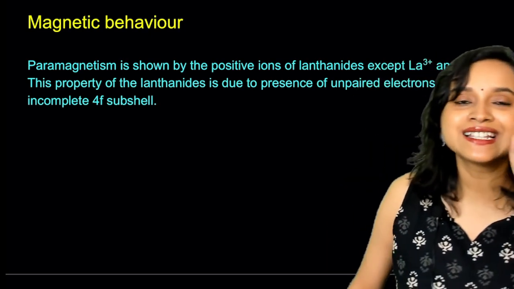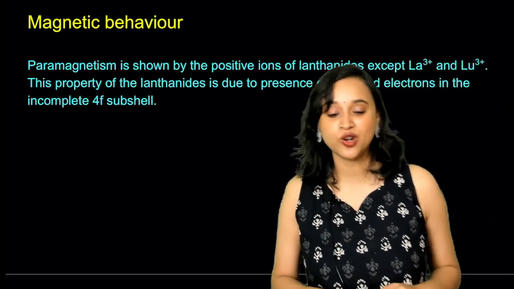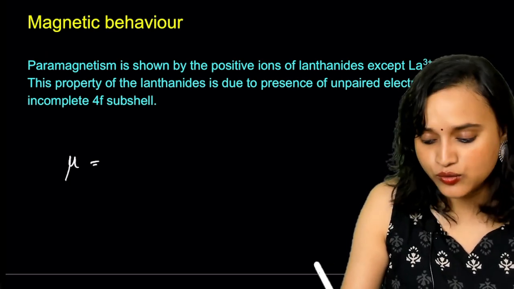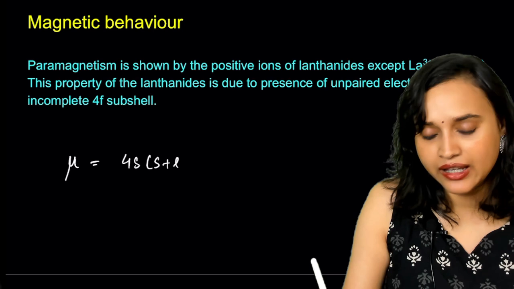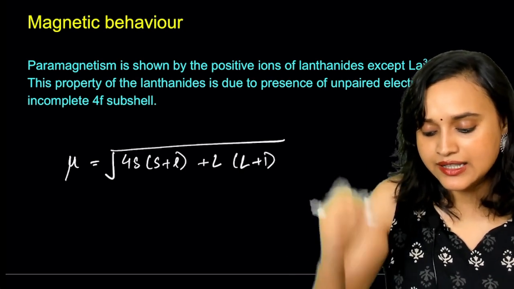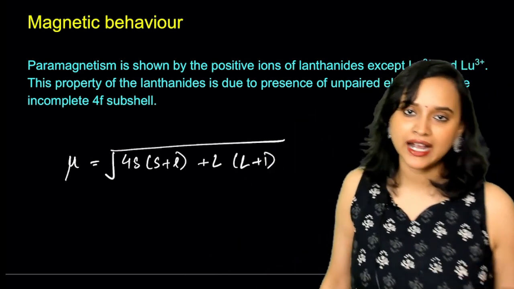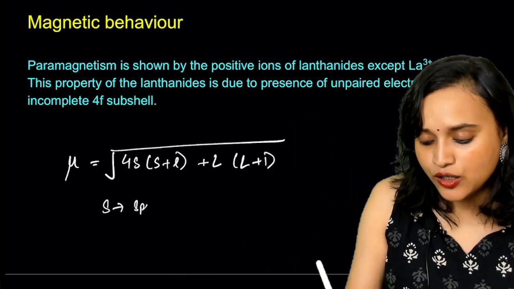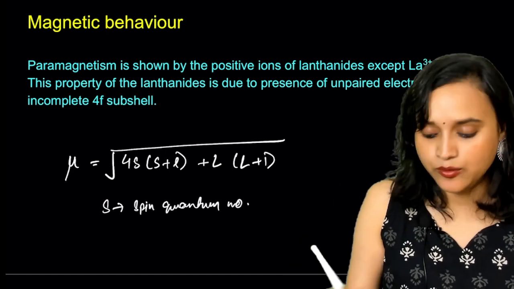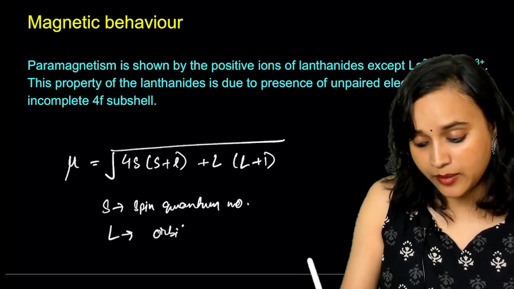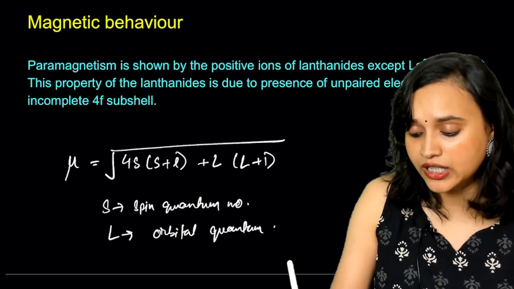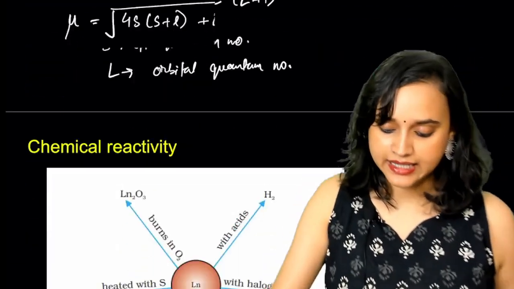Why? Because at this point you have another formula. Let me write the formula. The formula is mu is equal to root over 4S multiplied with S plus 1, plus L multiplied with L plus 1, and this will give you the Bohr magneton. What is S here? S is the spin quantum number. And what is L? L is the orbital quantum number. So in this case, you also have to make sure that you are considering the orbital quantum number, because it is necessary.